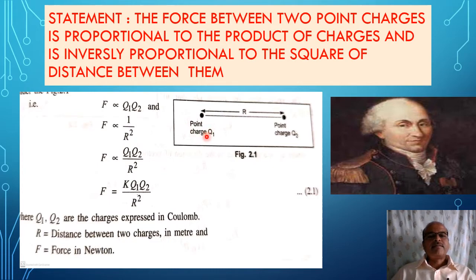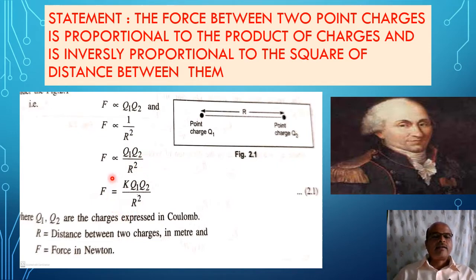So consider this figure. Point charge Q1 is mentioned here, and point charge Q2 is mentioned here. As per the statement, the force between 2 point charges is proportional to the product of charges, and inversely proportional to the square of distance between them. So F is inversely proportional to r square, where r is the distance between 2 point charges. If we combine these two equations, we get F is directly proportional to Q1 Q2 and inversely proportional to r square.